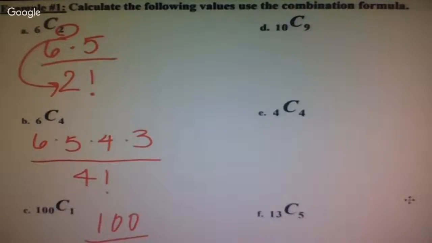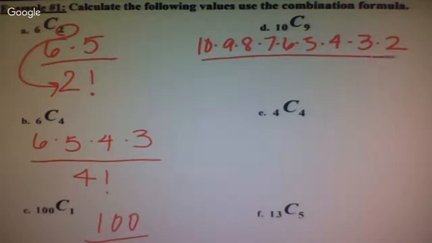D, in the top, I start at 10. 9, 8, 7, 6, 5, 4, 3, 2 over 9 factorial.